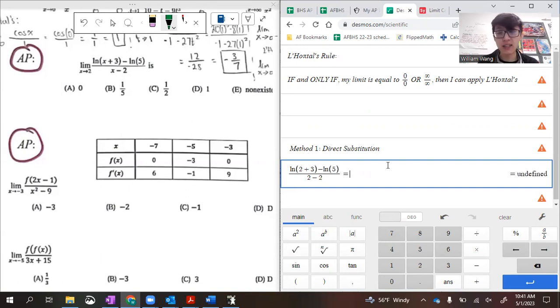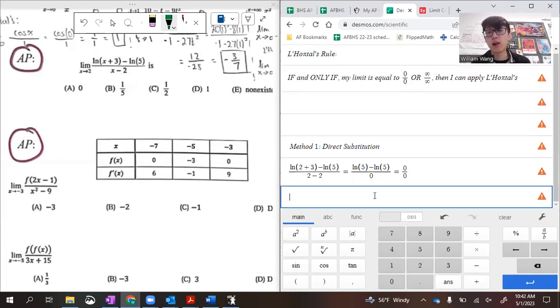All right, you'll see it's undefined. Let's actually be more precise. 2 minus 2 is 0. ln of 5 minus ln of 5, that's also equal to 0. So it's 0 over 0. This allows me to jump to L'Hopital's rule. So I'm going to say, now I can apply L'Hopital's rule.